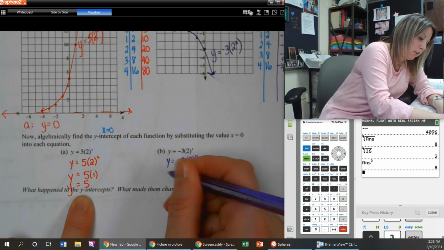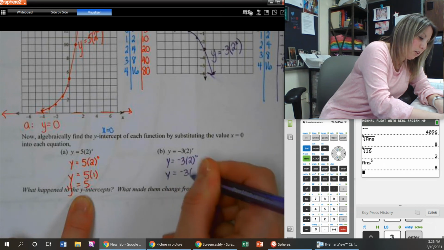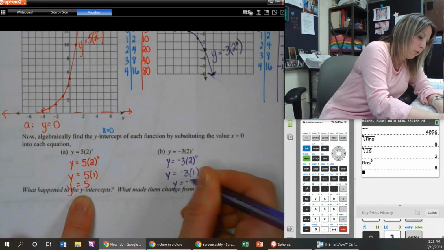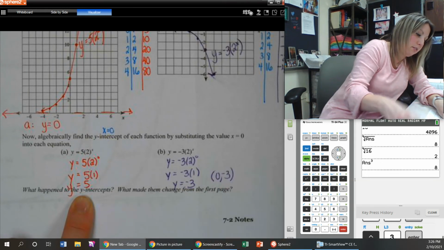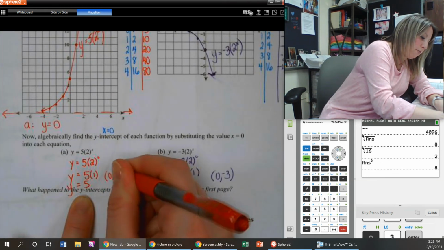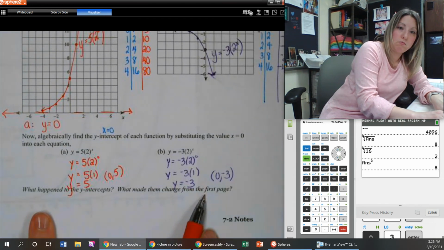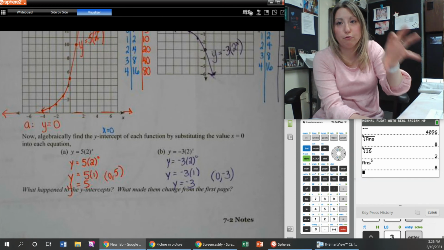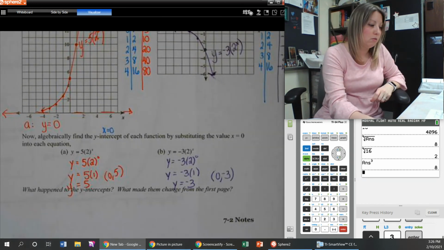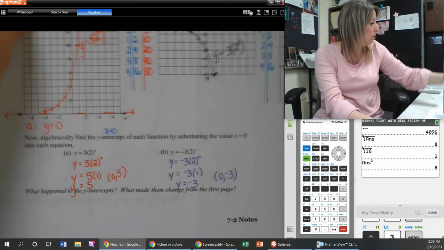Two to the 0 power is 1. -3 times 1 is -3. So that's how I know this is 0, -3, and 0, 5 for my y-intercepts. Okay? Having that a value in front changes things, changes your y-intercept.